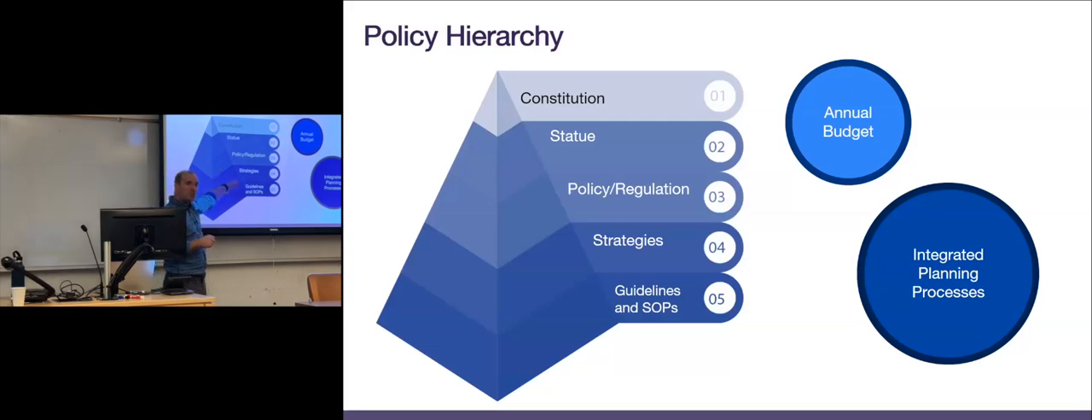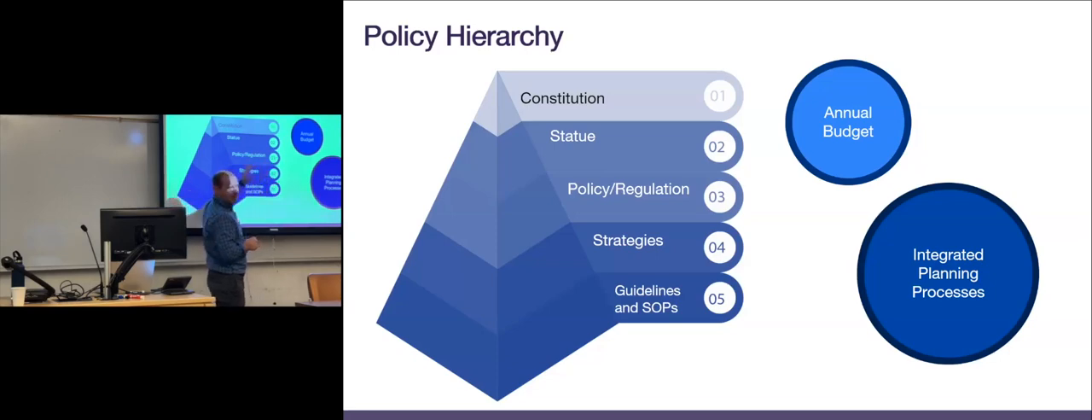Then you have strategies, which are medium-term policies for 3 to 5 years, how the government is going to try to address a particular issue. And below that, you have guidelines and standard operating procedures, which are implementation guides for implementers. Somewhat separate from that in the policy space, most places will have an annual or biannual budget process, which is separate.